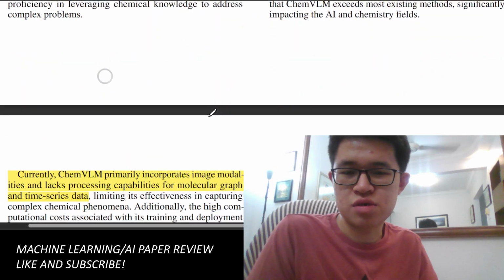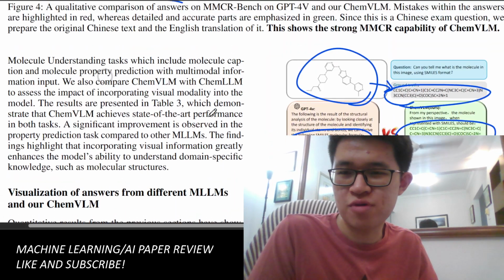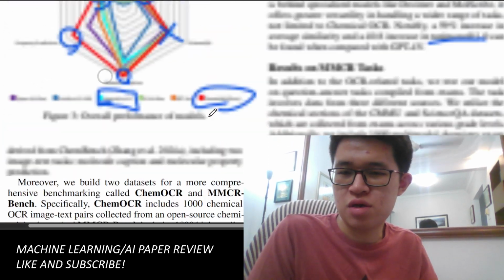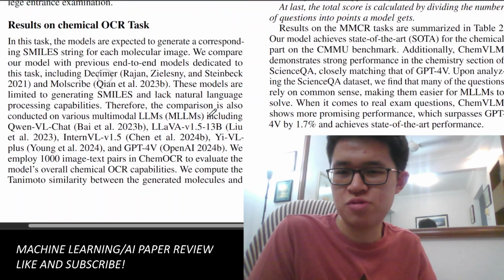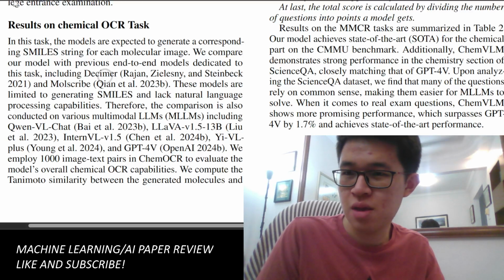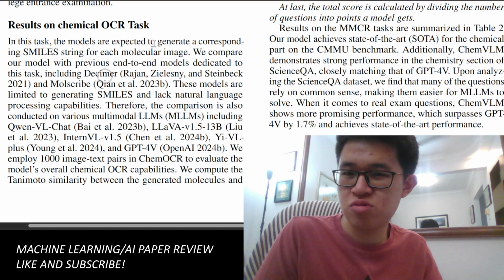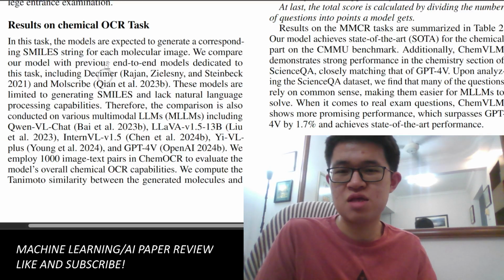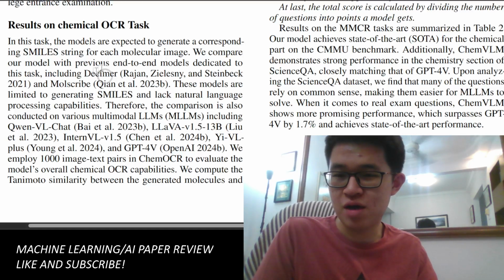Okay, so we have reached the conclusion part right here. All right, I tell you what, let's go through the results paragraphs quickly. So, in this task, they're expected to generate the SMILES for each image. They compared the model with previous end-to-end models, such as DECIMER, MolScribe, and so on.